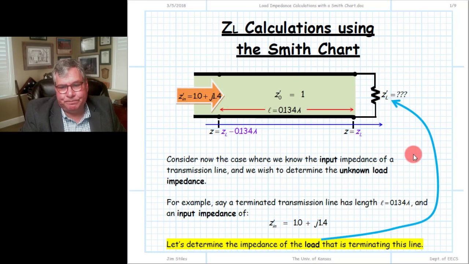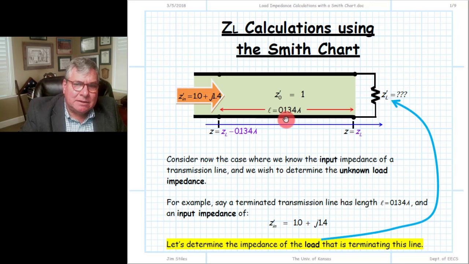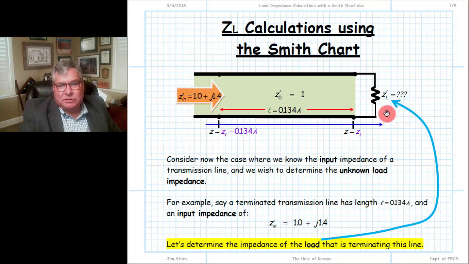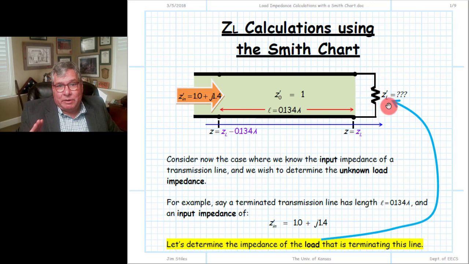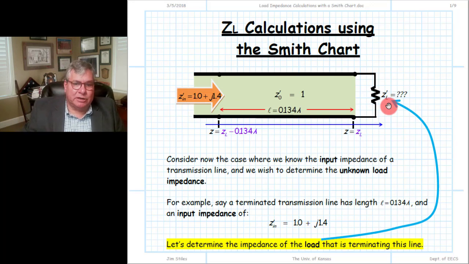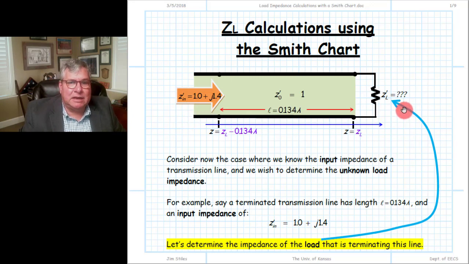Consider now this problem. Here we have a transmission line of a given line length, 0.134 lambda, and instead of knowing the load impedance, as we did in the earlier examples, in this case we know the input impedance. The load impedance is what we seek for this particular problem. We know the input normalized impedance, and we seek the load normalized impedance. We can use the Smith chart to solve this problem, and really it's the same as the earlier problems we solved, only in the opposite direction.